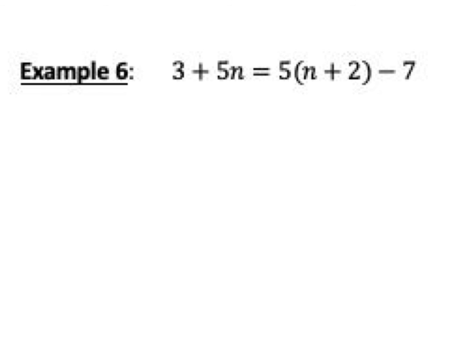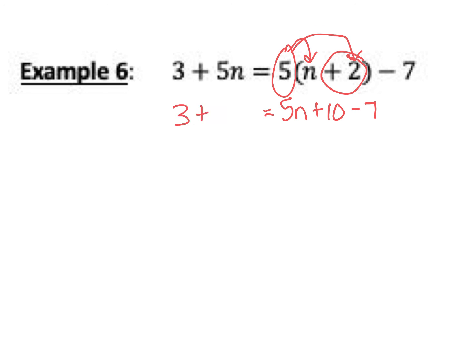All right, let's try another one. We notice we have parentheses, right? We cannot combine the two together, so I'm going to look at the 5. I'm going to take that 5 and multiply it in. Positive 5 multiplied in is 5n. 5 multiplied by positive 2 is positive 10. We still have minus 7. We have 3, 5n.